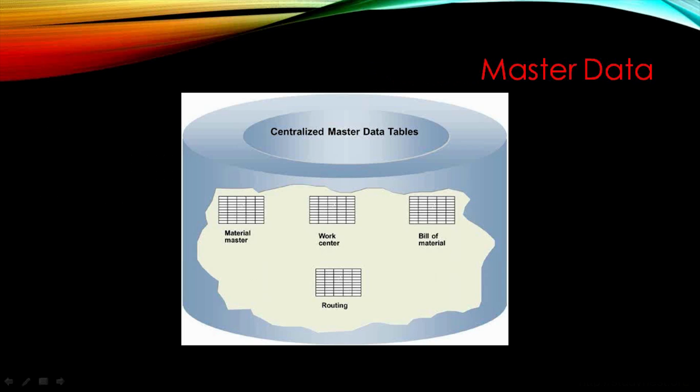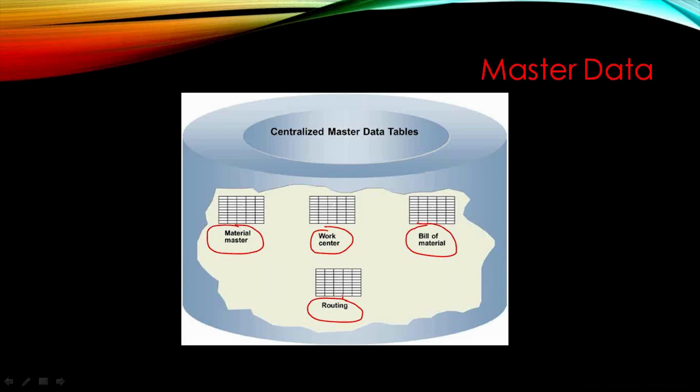For example, we can have the material master record. In the next video, I'll show you in detail about master data and all that. Another type of master data is the work center. Work center means machine. We have bill of material, we'll talk about it later. Routing, we'll talk about it later. So these types of master data we have in standard SAP. We'll create this master data so that it can be used by the transactional data.